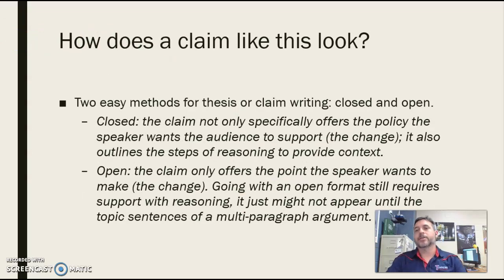So how does a claim like this look? Two easy methods for thesis or claim writing is to look at an open or a closed thesis. And so they're pretty similar. The primary difference is that if the claim is closed, it doesn't only specifically offer a policy that you want the audience, or whoever's speaking wants the audience, to support. It also outlines the steps of reasoning to provide context in that claim. Okay, we're going to look at an example of both of these so you kind of see the difference.